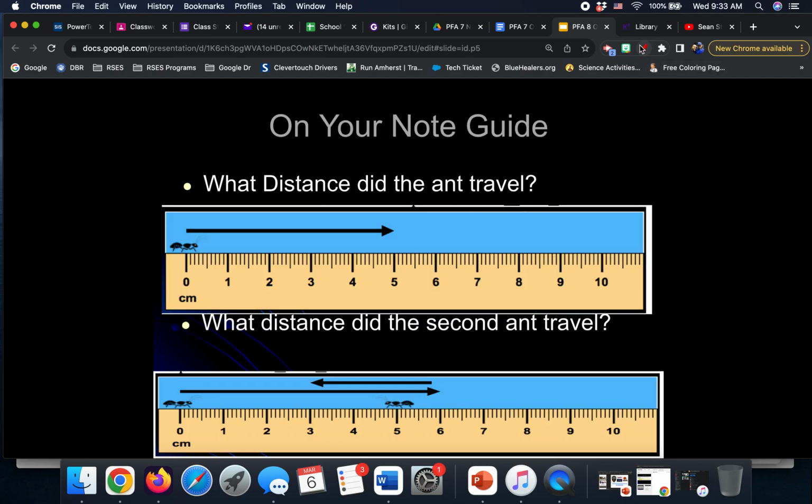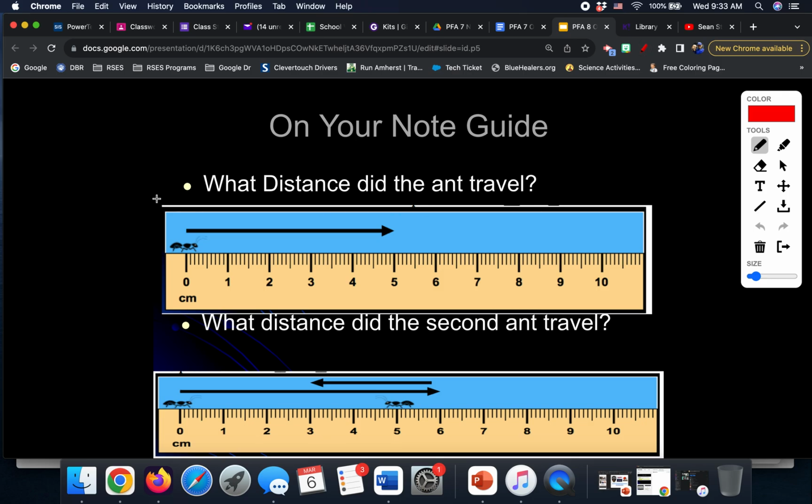Let's look at these two pictures. I'd pause it and see if you can determine the distance in picture 1 and 2. See if you're understanding this, and then I'll go over it here in a second.